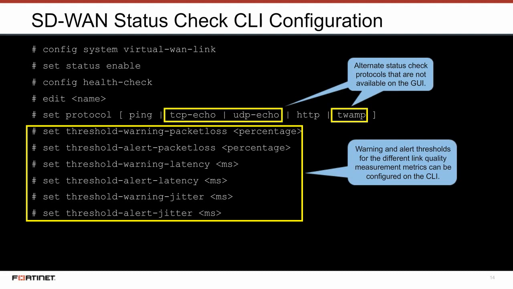The CLI commands for configuring status check provides more options. The TCP echo, UDP echo, and TWAMP options are only available on the CLI. These options provide different methods of measuring round-trip network performance between any 2 devices that support them. There are other CLI-only options that are available only based on the status check protocol you choose. For more information on these options, refer to the CLI reference guide on docs.fortinet.com. You can also configure the warning and alert thresholds for the latency, jitter, and packet loss quality checks. These are also not available on the GUI.